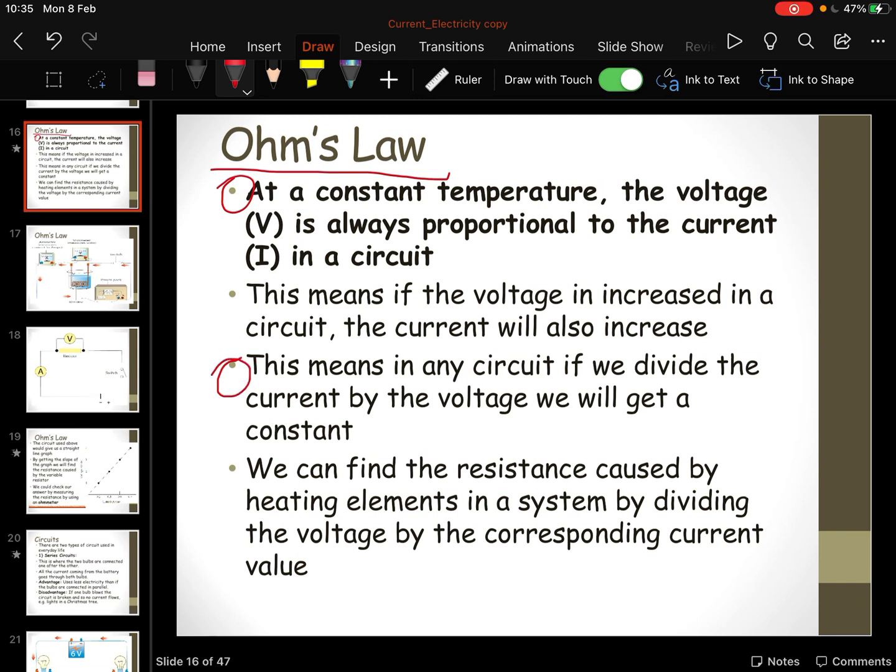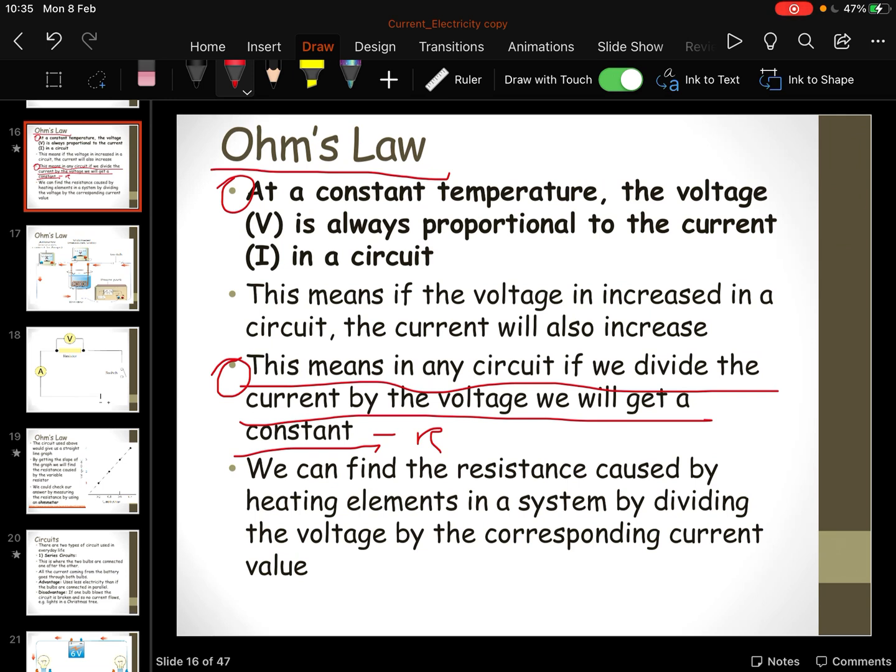Now, take down this. This means in a circuit, if we divide the current by the voltage, we get a constant, okay? We get a constant. And what is that constant? Okay, that constant, okay, is the resistance. You can actually find the resistance from it, okay? So the constant would be your resistance, all right? So this means in any circuit, if we divide the current by the voltage, we will get a constant.